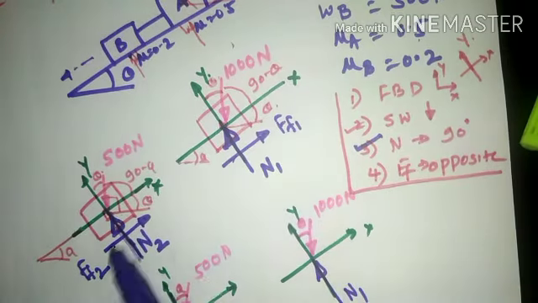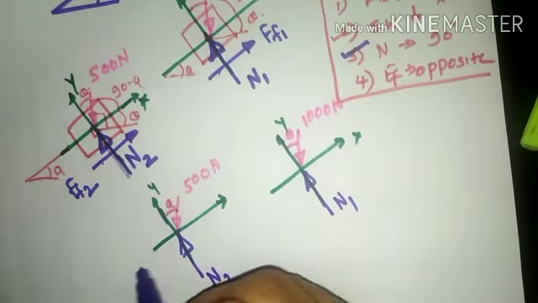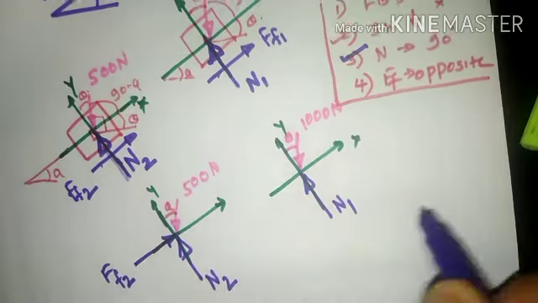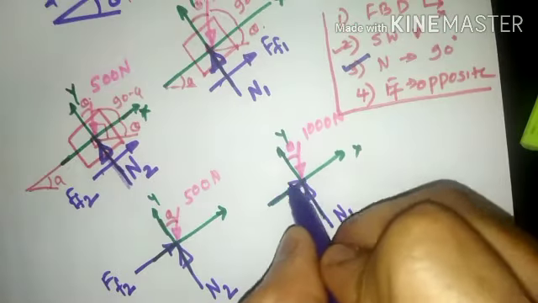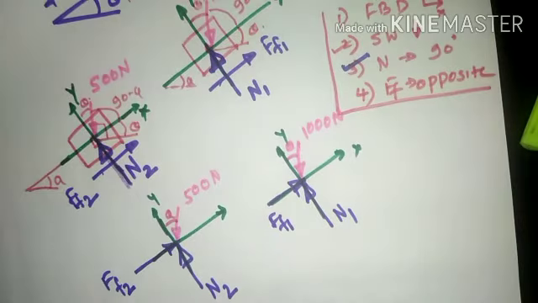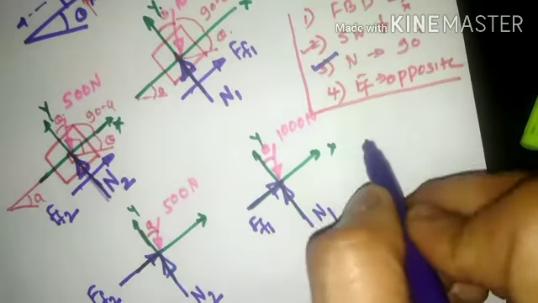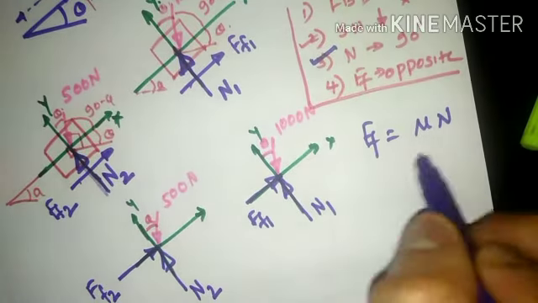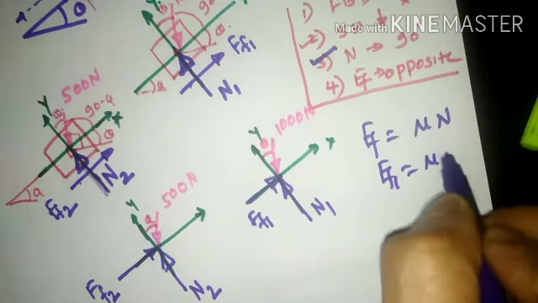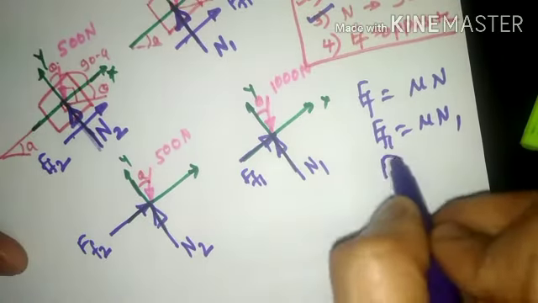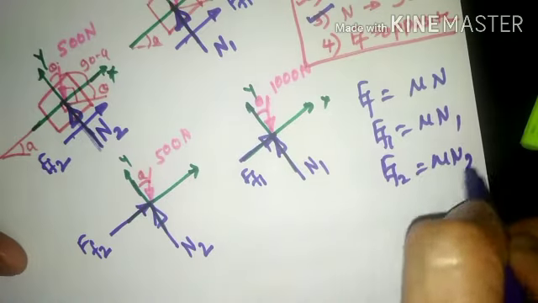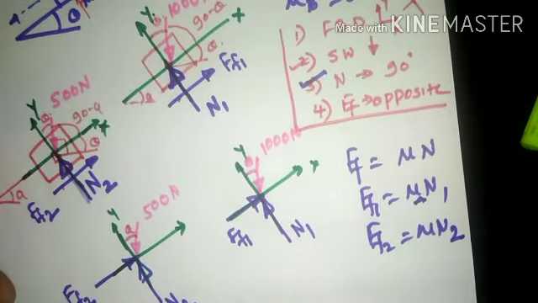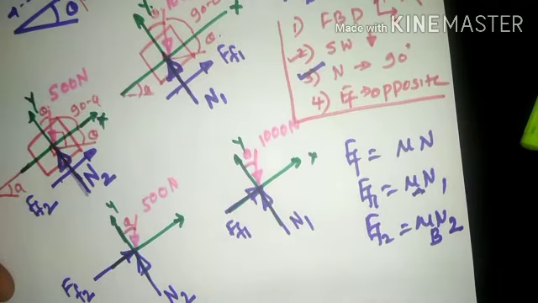Now as it is a force moving upward, I shall show it here. This will be a frictional force moving upward, which will be named F_F2. Likewise, here it will be shown as F_F1. So this will be the frictional force. Now what is frictional force? Frictional force will always be mu times N. So if it is F_F1, it will be mu times N1. If it is F_F2, it will be mu times N2. So mu here will be called mu of A, and here it will be called mu of B.